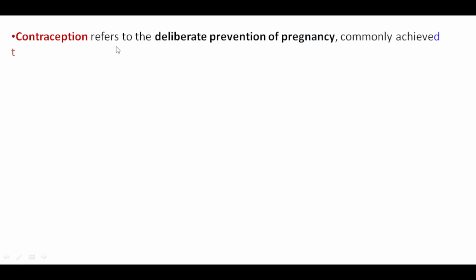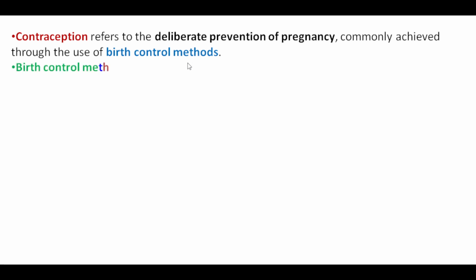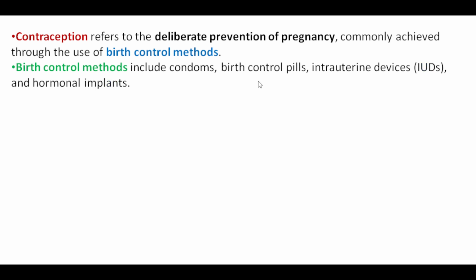Contraception refers to the deliberate prevention of pregnancy, commonly achieved through the use of birth control methods. Birth control methods include condoms, birth control pills, intrauterine devices (IUDs), and hormonal implants.